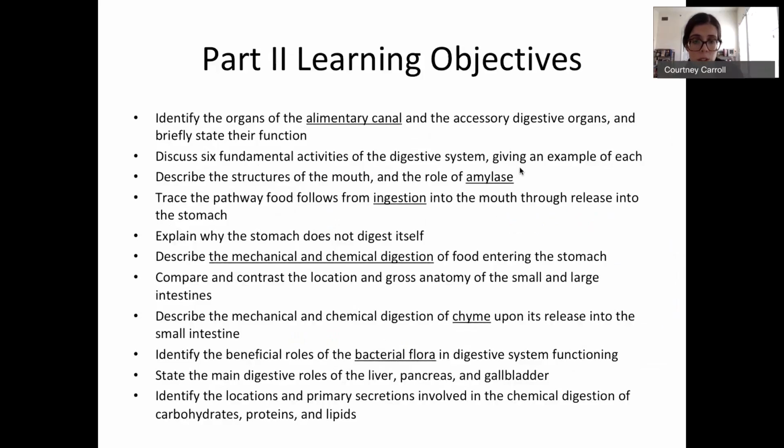These are our learning objectives for this unit. Again, keep these in mind as we review the material.